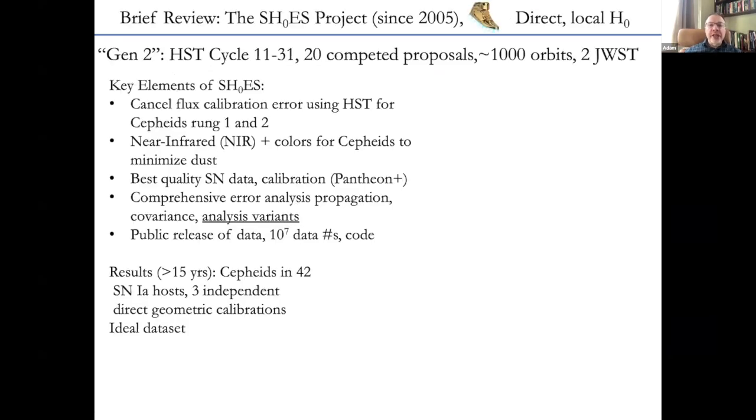Now, we've been working on this for about 15 or 20 years now. This is a generation two experiment to measure the Hubble constant, primarily with the Hubble Space Telescope. Now more than 1,000 orbits and two JWST programs expended on this. The measurements have really improved over the last decade or so through the use of HST to cancel flux calibration errors along the distance ladder, the use of near-infrared measurements to mitigate dust, using best quality supernova data, a really exhaustive set of variants of the analysis and error propagation, and public release of the data. We've now calibrated 42 Type Ia supernovae with three independent geometric calibrations.